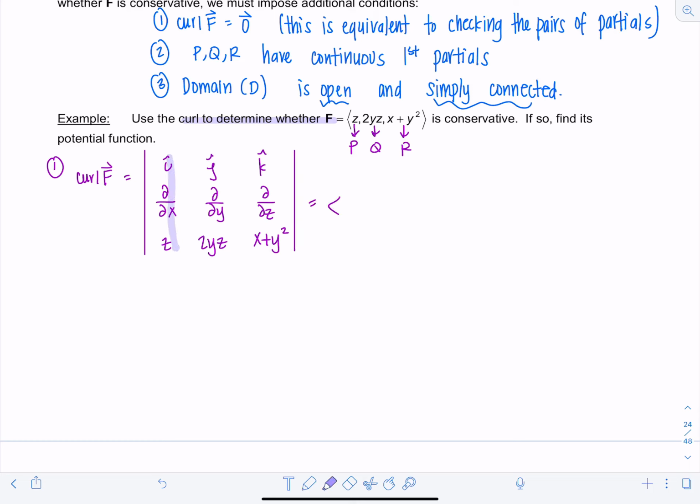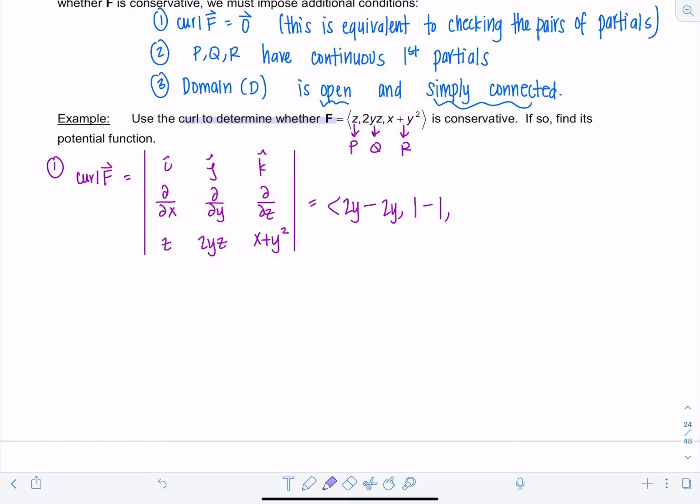So we're going to have partial derivative of x plus y squared with respect to y. That's going to be 2y minus partial derivative with respect to z of 2yz. That's 2y again. So far, it looks like we're in good shape. Let's move on. Partial derivative with respect to z of z, that's 1. Minus partial derivative of x plus y squared with respect to x, that's 1 also.